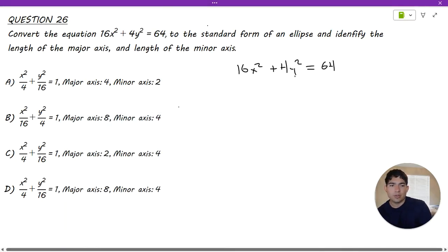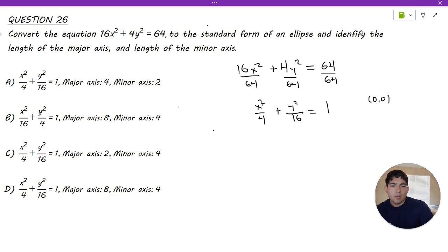So therefore, what we need to do to get this into standard form is we need to get this to be equal to 1 on the right side. In order to do that, we're going to divide the entire equation by 64. So then we're going to end up with x squared over 4 plus y squared over 16 is equal to 1. So if you take a look at the standard form equation for an ellipse, you'll see that this one actually is centered at (0, 0) because it doesn't have any transformations associated with the x and the y. So now we need to find the major axis and the minor axis. We can do that in the way we've been doing. So let's see, which of these is the bigger one? So it's 16.